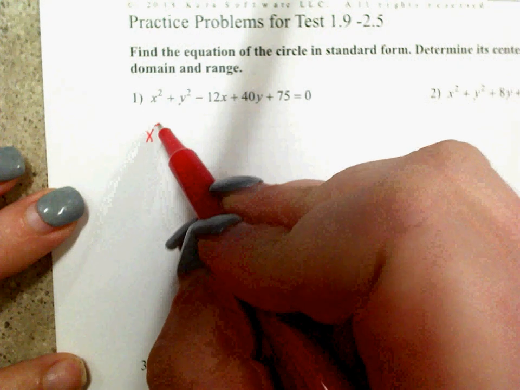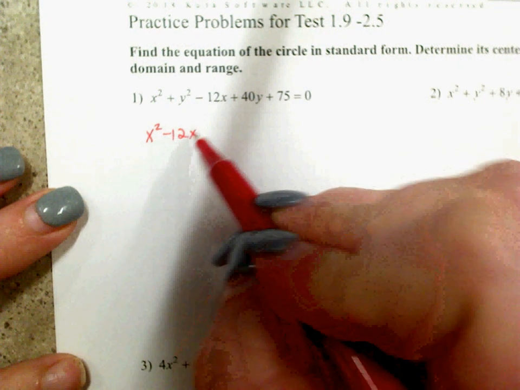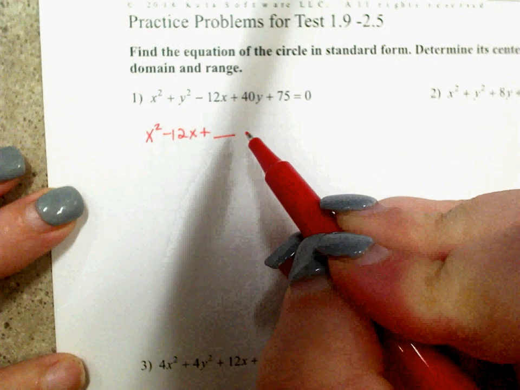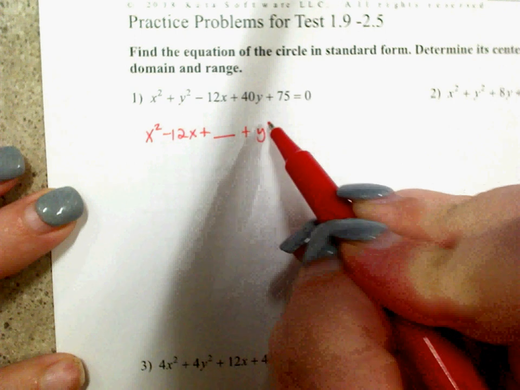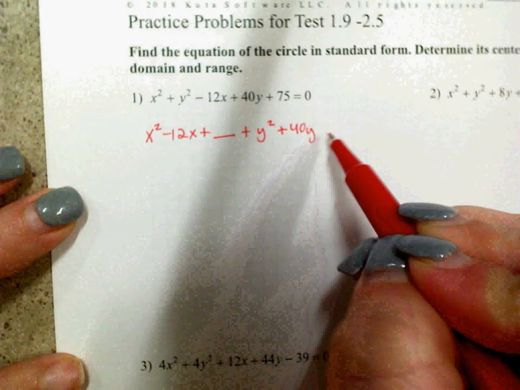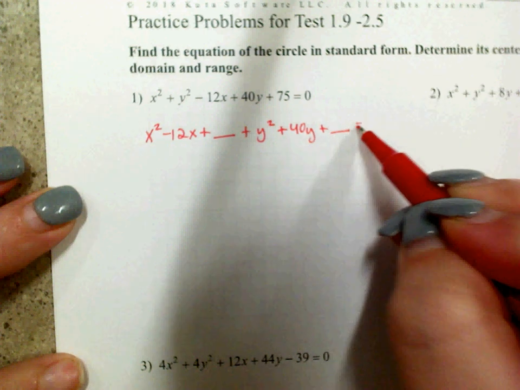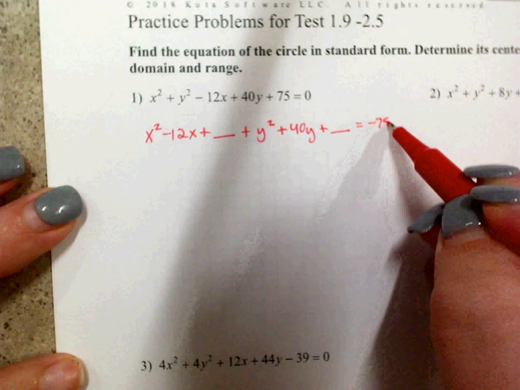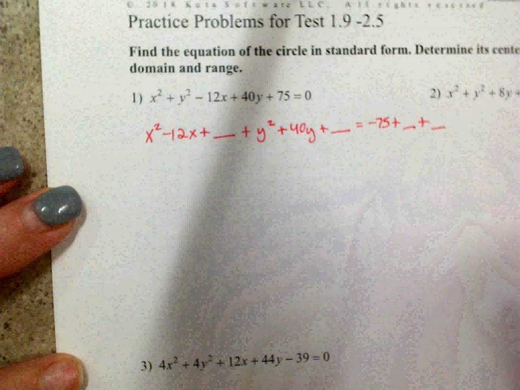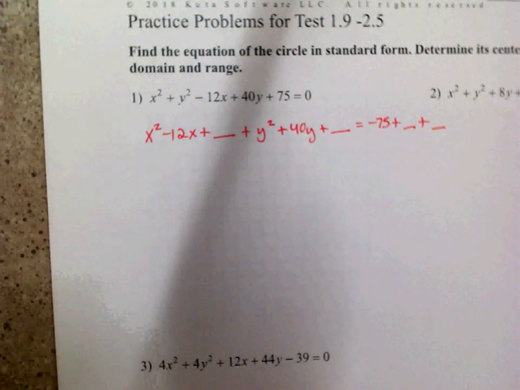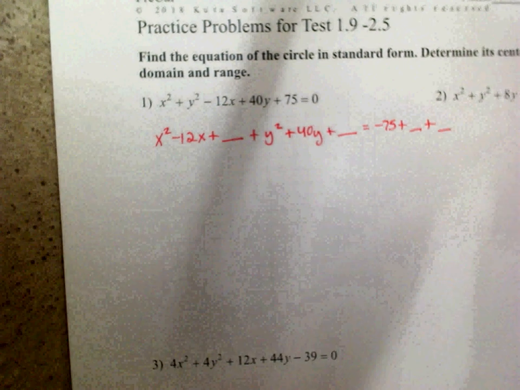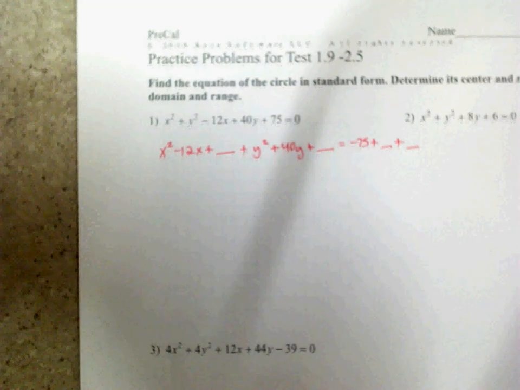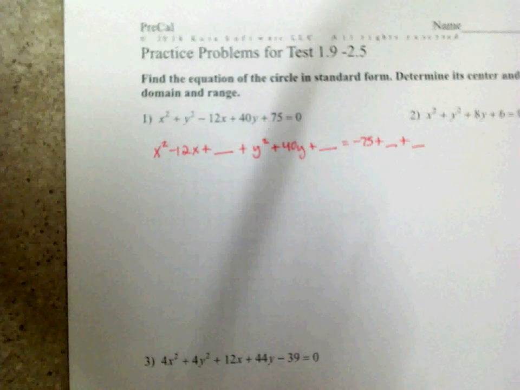All right, so I'm going to put the x squared with the negative 12x, plus a blank, plus y squared plus 40y plus a blank, equals, move the 75 over, so subtract it, plus blank plus blank. And next what I'm going to do is complete the square for both the x and the y.